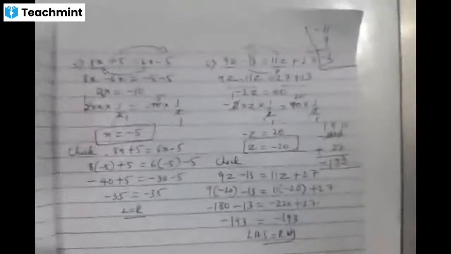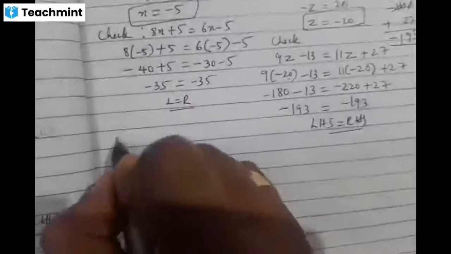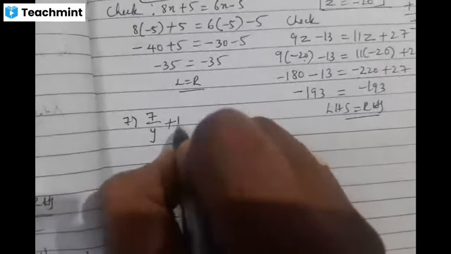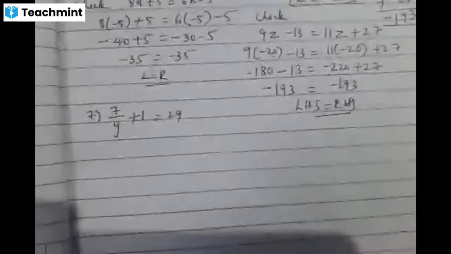Hence we have verified. So hope you have understood. The 7th question is, now you get a different type of questions, children.